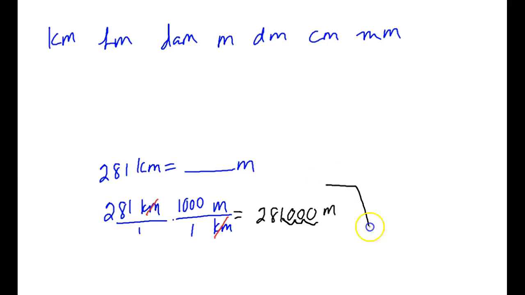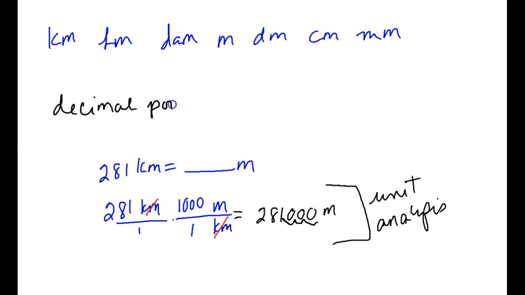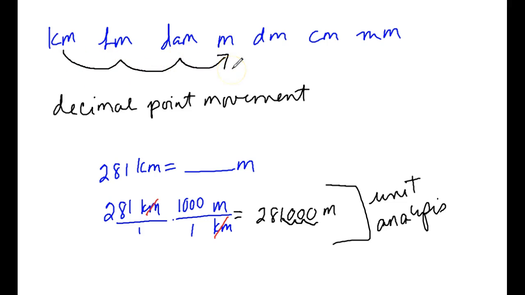So you can use the unit analysis method. Some, especially science classes, might ask you to do that. They might call it dimensional analysis. Or you can use decimal point movement. They show you the decimal point movement method there in your textbook in Chapter 8. I want to go from kilometers to meters. I went 1, 2, 3 places to the right.